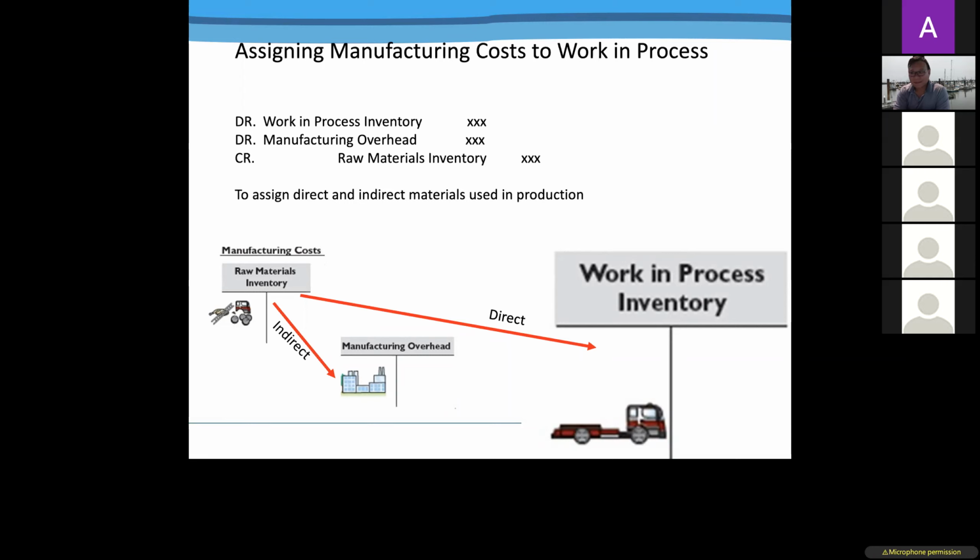Yes, sorry, can you repeat that one more time? Yeah, so for direct materials, you debit work in process inventory, credit raw materials, right? That's this arrow. For the indirect materials, you debit the manufacturing overhead, you credit raw materials inventories. Perfect, thank you.